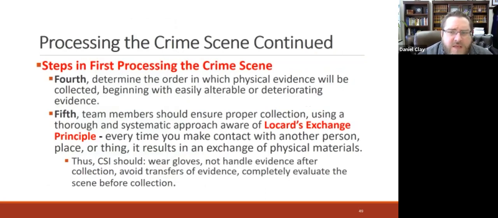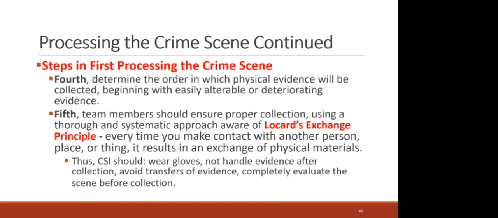Fourth step, we're going to determine the order in which physical evidence will be collected, beginning with the easily alterable or deteriorating evidence. So once we say, okay, we found this here, this here, this here, then the detectives and the CSI have to figure out the order in which we are going to take that evidence, secure it, and secure it as a part of this investigation for analysis. Right? Well, we're going to start with the stuff that deteriorates.